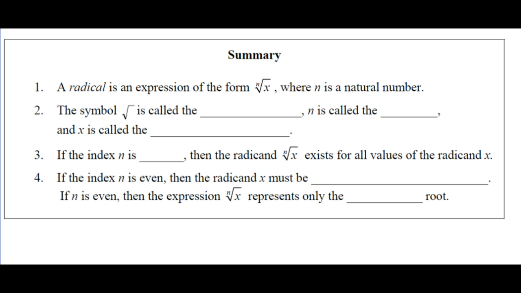A radical is an expression of the form the nth root of x, where n is a natural number. Where do the natural numbers start? Just killing time until we get 1, right? So natural numbers are the counting numbers. Oh, it reminds me, 3-2, we're doing counting today. 1, 2, 3. The symbol is called the radical sign, and n is called the index.